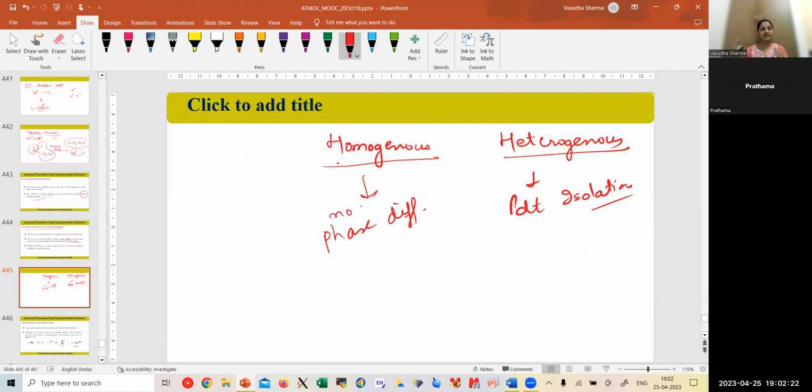Both substrate and the product and whatever catalyst you are using have to be in one phase. That means if everything is in liquid, it has to be in liquid, or if everything is in solid, it will be in solid. So the product isolation becomes very difficult.